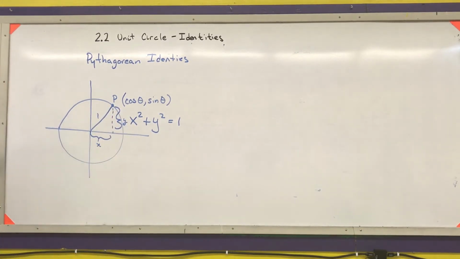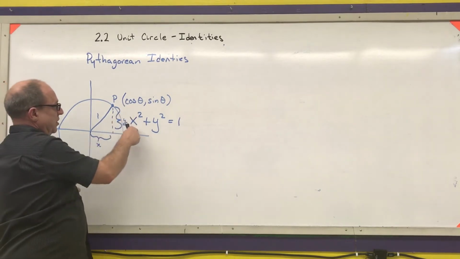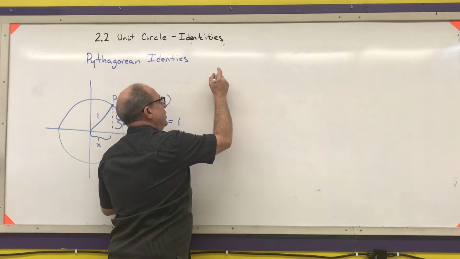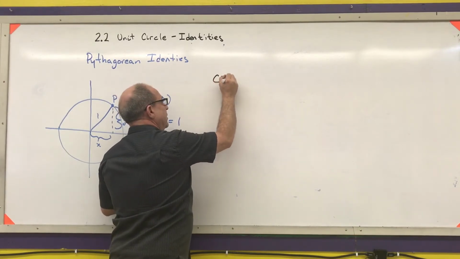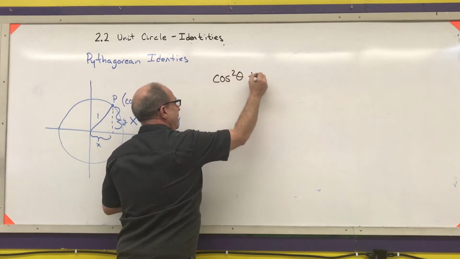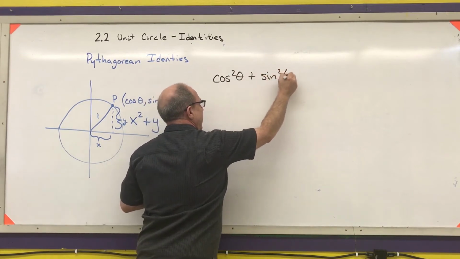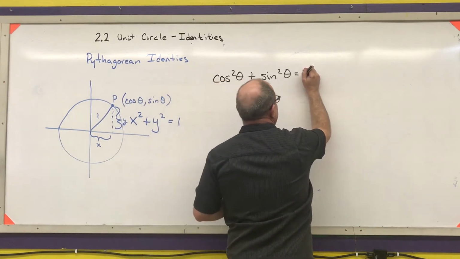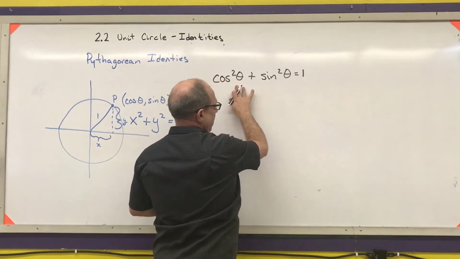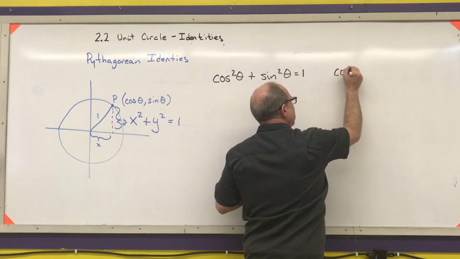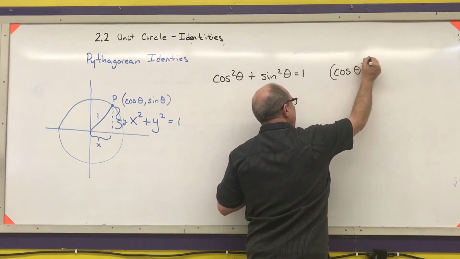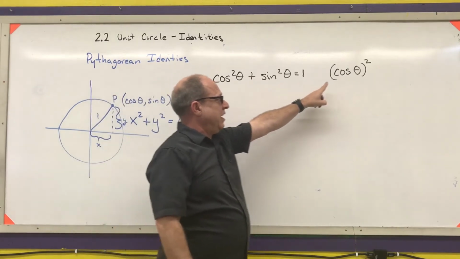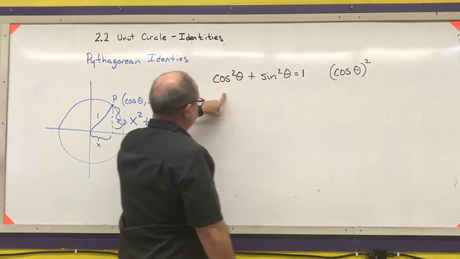So the first Pythagorean identity I have, I replace the x's with cosines and the y's with sines. So the first one is cosine squared theta plus sine squared theta equals 1. I want you to realize that this is a shortcut for writing cosine of theta squared. Okay? What that does is it makes it easier for me to write it without the parentheses.